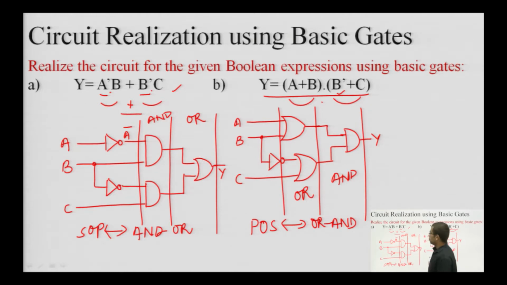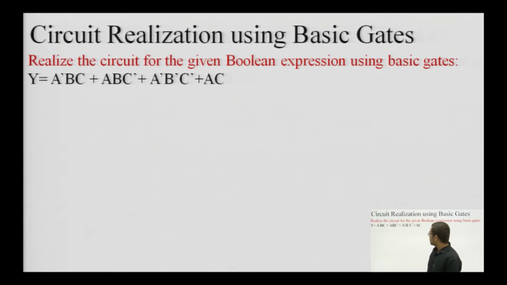Okay. So, we have come to know that SOP expressions can be easily realized in AND-OR form and POS expressions can be easily realized in OR-AND form. Okay. So, now let us proceed. Now, this expression is to be realized again using basic gates, but this is a bit complex expression.